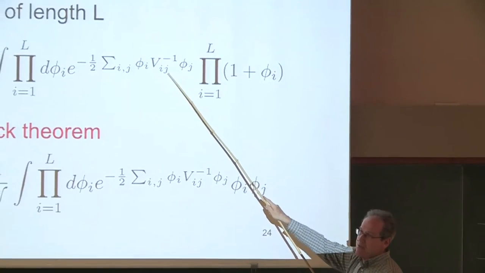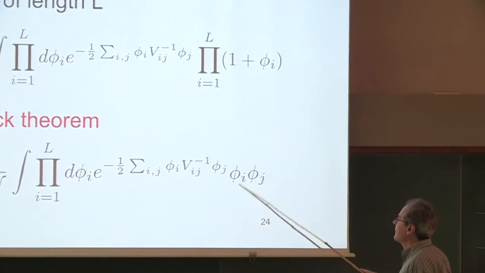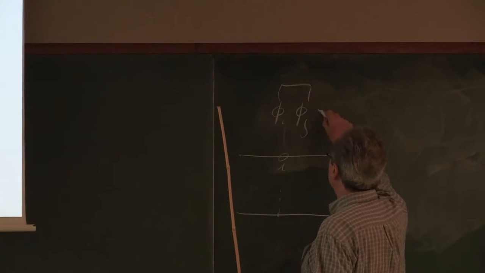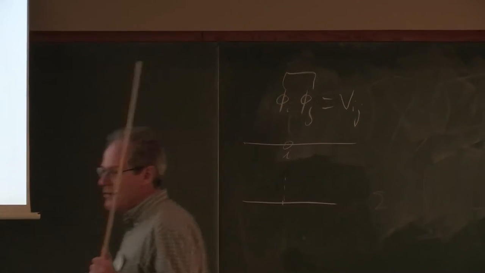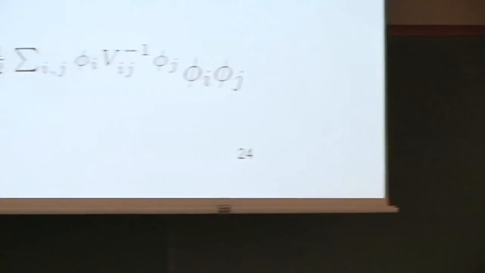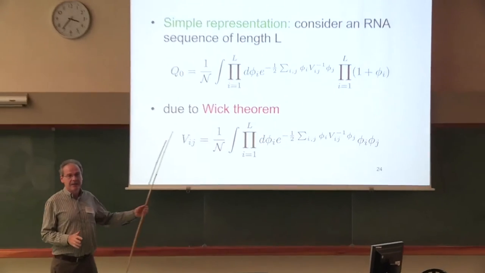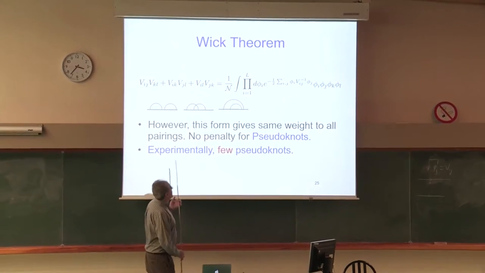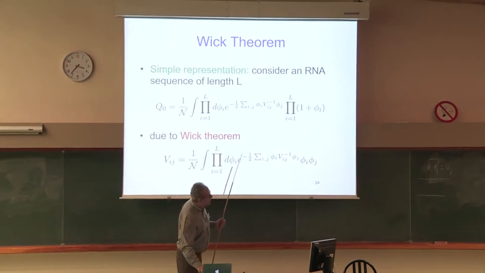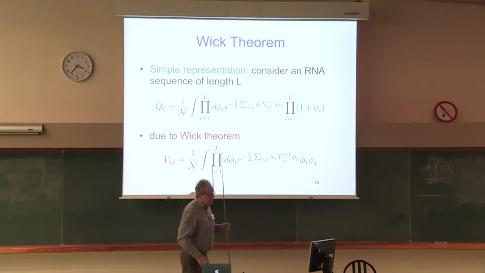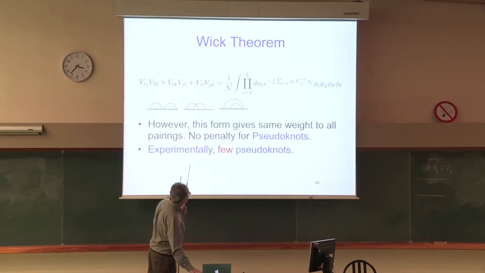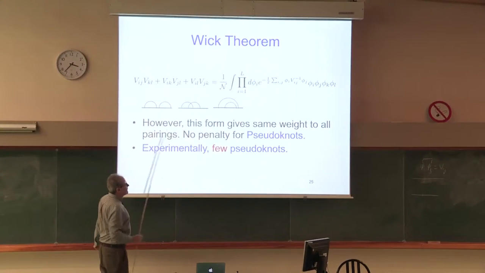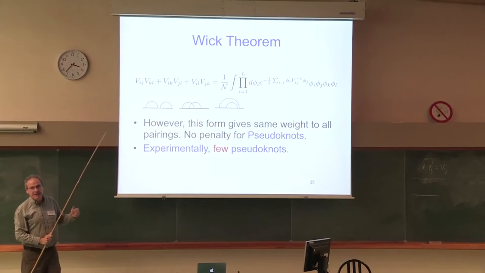The fact that we use Zij minus 1 in the correlation function here tells you that phi i phi j is just Zij. So of course, when you do that, you can expand and you can see that you generate exactly all the graphs that were shown before, which are all the graphs of pairing of the RNA. For instance, in this summation, if you take the term with four legs, phi i, phi j, phi k, phi l, it will generate these three graphs, exactly the three graphs you want, with the correct weight, Vij, etc.